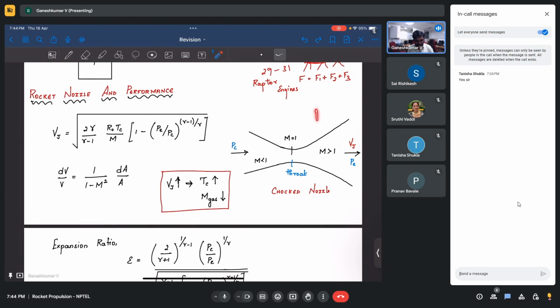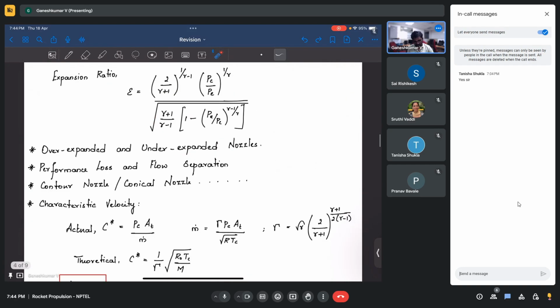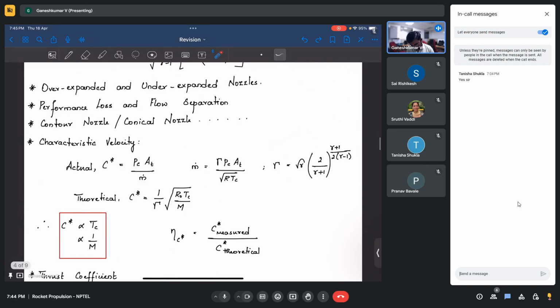The pressure P exit at which the gas comes out will not be equal to the atmospheric pressure, which is something from outside. When those two are not equal, you will have these over-expanded and under-expanded nozzles. And then we also did the different performance losses you can have in a nozzle.